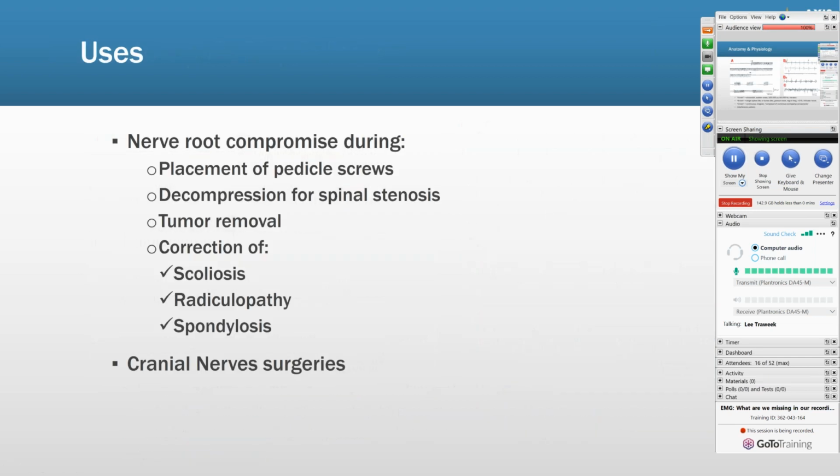So the use of motor EMG is monitoring nerve root compromise or cranial nerve monitoring, nerve root monitoring for pedicle screw testing, making sure that the screw is not breached, or decompression of spinal stenosis, intraspinal cord tumors, quadriceps tumors, correction of scoliosis, and by overcorrection, you can do spontaneous trigger EMG, radiculopathy, spondylosis, and other types of surgeries.